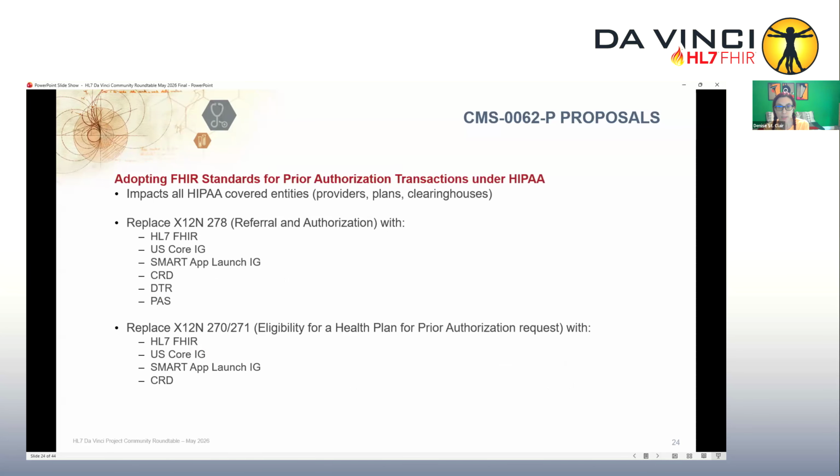There are specific standards which are also proposed to update HIPAA so that the FHIR standard for prior authorization transactions would become a HIPAA standard. And again, this impacts everybody: providers, plans, and clearinghouses. And the idea would be to replace the X12 278 referral and authorization with the base FHIR, as well as CRD, DTR, and PAS, to replace the X12 270-271 when related to prior authorization with the core FHIR and CRD.